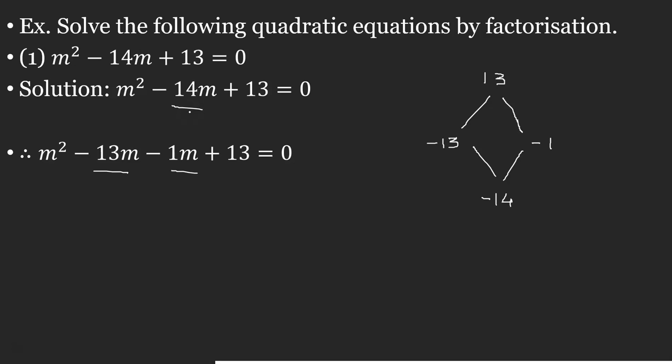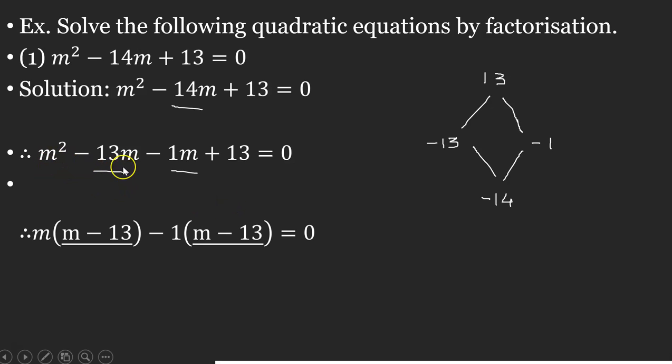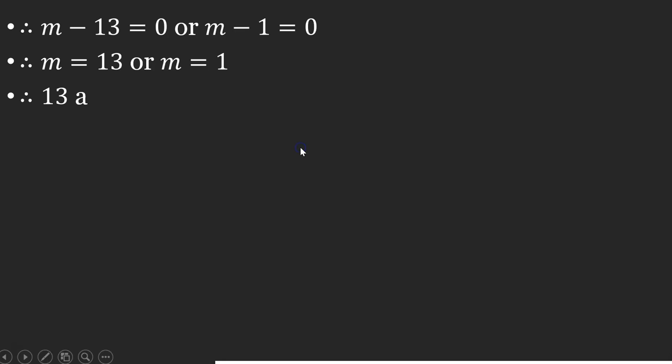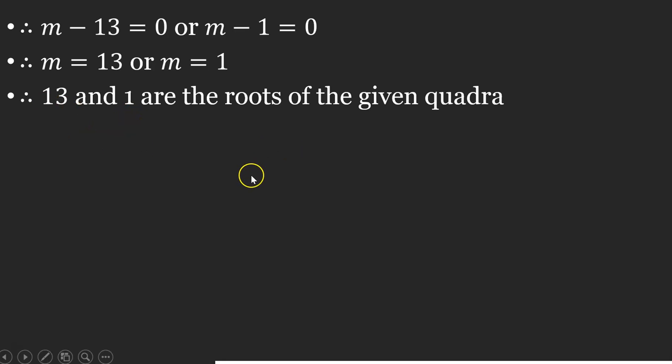Okay, and then we take the common. बघा आता यानंतर, if you take m as a common from first two, then in bracket you will get m -13, and from the next two take -1 as common, then in bracket you will get m -13 that's equals to 0. Now in first bracket m -13 into second bracket m -1 that's equals to 0. नंतर मग m -13 is equals to 0 or m -1 is equals to 0, therefore m is equals to 13 or m is equals to 1, and therefore 13 and 1 are the roots of given quadratic equation.